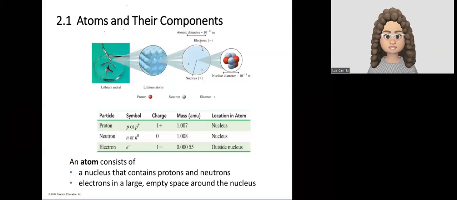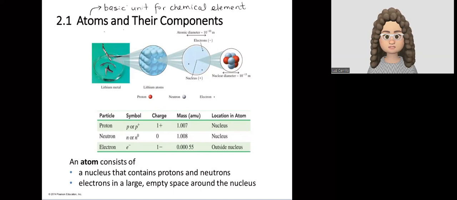In section 2.1, we're going to look at atoms and their components. Let's first define what an atom is. An atom is a basic unit for a chemical element. So atoms are what elements are made out of.